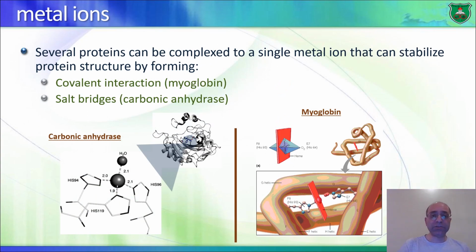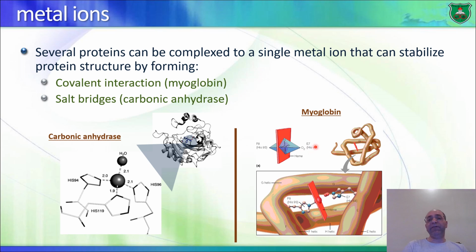Now, metal ions also play an important role in stabilizing the structure of proteins, and they also play a role in the function of these proteins as well. These metal ions can be linked covalently or non-covalently with the amino acid residues. An example is carbonic anhydrase. This is an enzyme that contains zinc, and this zinc is bonded non-covalently to three histidine residues, stabilizing the structure of carbonic anhydrase, and it also plays an important role in the function of the enzyme.